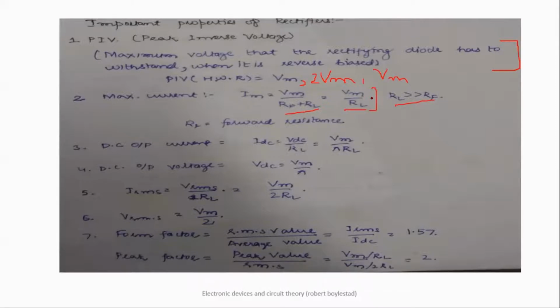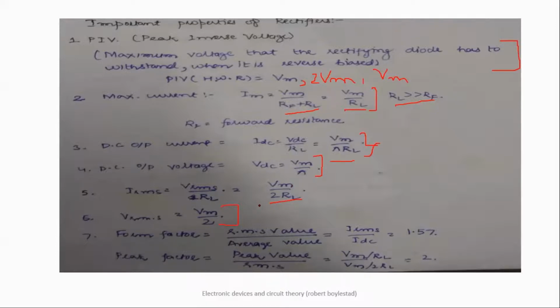Next is your DC output current. So DC output current is equal to DC output voltage over RL. So it comes out to be VM over pi RL. Okay, this is for half wave rectifier. Then your DC output voltage VDC is equal to VM by pi. This we already have derived. Then RMS current is equal to VRMS over RL. And VRMS we know, the maximum value is VM. So it comes out to be VM by 2RL, and VRMS is equal to VM by 2. In case of half wave rectifier it is 2, in case of full wave rectifier, it is under root 2.